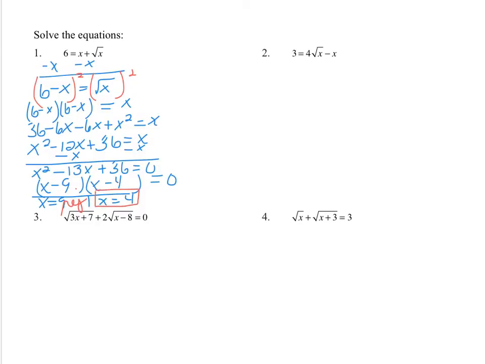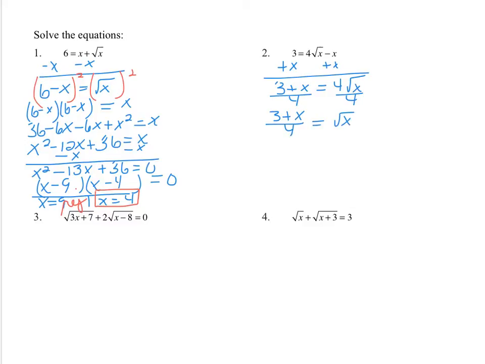All right, let's move on to number 2. Let's see if we can isolate that radical. So I'm going to add x to both sides and end up with 3 plus x equals 4 radical x. Let's see, if I divide each side by 4, that's going to be kind of messy on the left. So let's try that. Let's divide each side by 4 and see what happens. So I have 3 plus x divided by 4 equals square root of x.